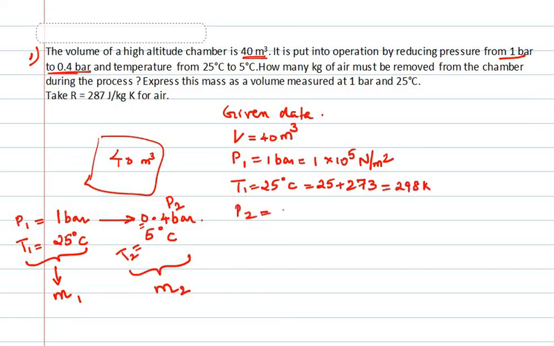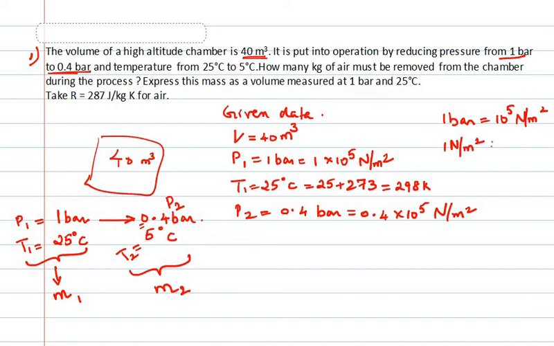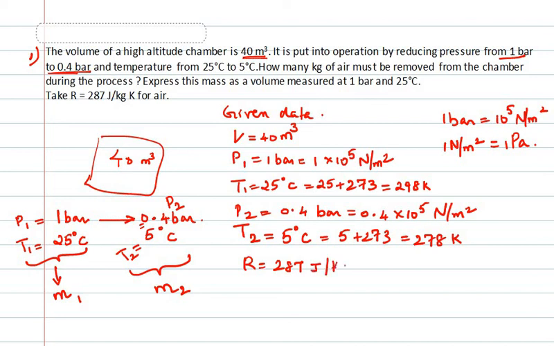Similarly, P2 is equal to 0.4 bar, that is equal to 0.4 into 10 power 5 Newton per meter square. So 1 bar is equal to 10 power 5 Newton per meter square. Also 1 Newton per meter square I can write as 1 Pascal also. And temperature T2 is given as 5 degrees Celsius, or 5 plus 273 is equal to 278 Kelvin. R value is given as 287 joule per kg Kelvin.